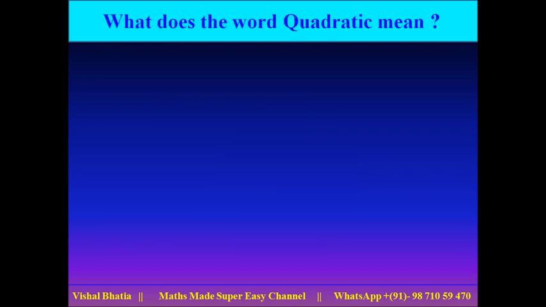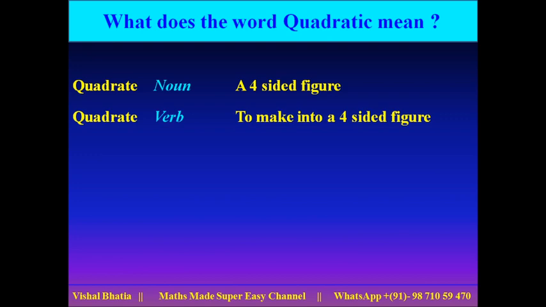What does the word quadratic mean? Linear equation is understandable, it yields a line. A cubic equation is understandable because it has the highest degree, power of 3 or the exponent 3. Let's look at what the word quadratic means. It actually comes from the word quadrate, which is a noun and it means a four-sided figure. And the word quadrate is also a verb, which means to make something into a four-sided figure.